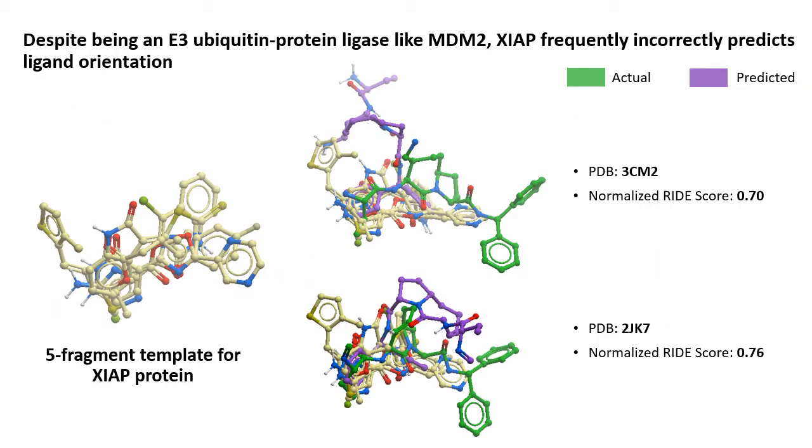Similar to MDM2, XIAP is also a E3 ubiquitin protein ligase. As the fragment-based screening method works well for MDM2, it may be expected that the same would be true for XIAP. However, the ligand binding orientation predicted by the fragment template was frequently incorrect. Similar to before, the purple shows the predicted ligand orientation, the green shows the actual, and the yellow is the 5 fragment template for the XIAP protein.